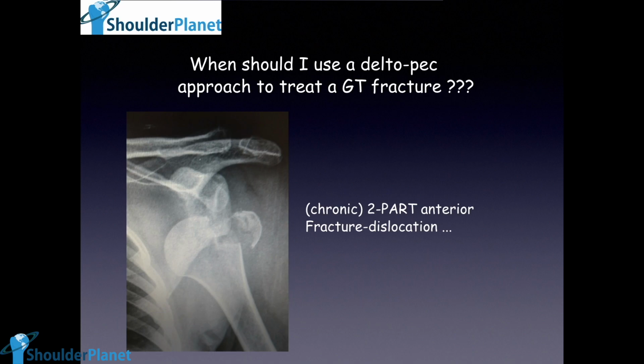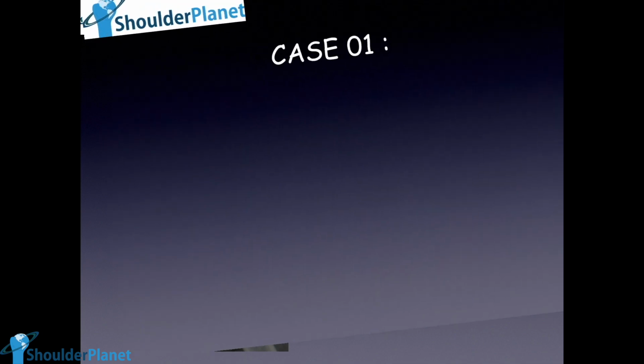But when you have subacute 2-part anterior fracture dislocations that come to you 1 week after trauma, 2 weeks, max 3 weeks, they are relatively fresh, but they are not reducing under anesthesia. What you can do is reduce it with a deltopectoral approach and fix the greater tuberosity, and I only do that with transosseous sutures. I have a relatively big experience in these specific cases, and this is a very pedagogical example.